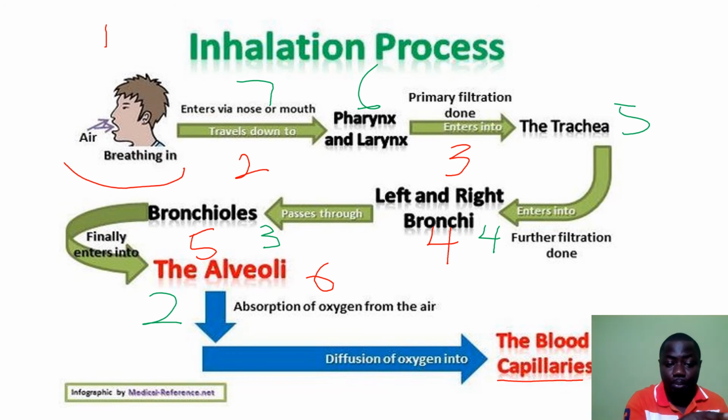Okay, so the breathing in process is what is in the red. Air, pharynx, trachea, bronchi, bronchioles, alveoli, blood capillaries. And then the breathing out is from the blood capillaries to the alveoli, to the bronchioles, to the bronchi, to the trachea, to the pharynx, and then the nose. Alright, very good. I hope you've understood this process very well.